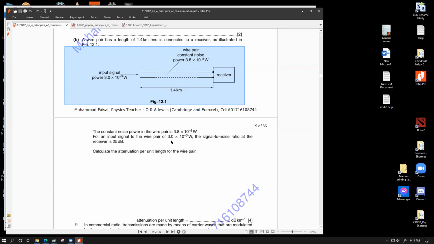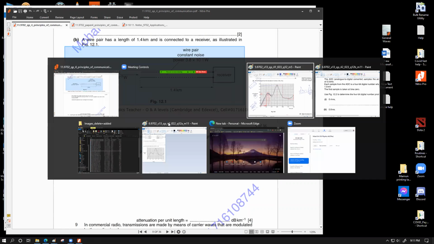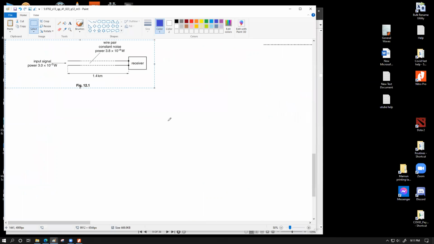We have a signal to noise ratio given. We have a noise given, so we can find out the output from the first part, and then we can find out the attenuation. Okay, let me try to solve this. Other than looking at the mark scheme, I'm going to try to solve this.